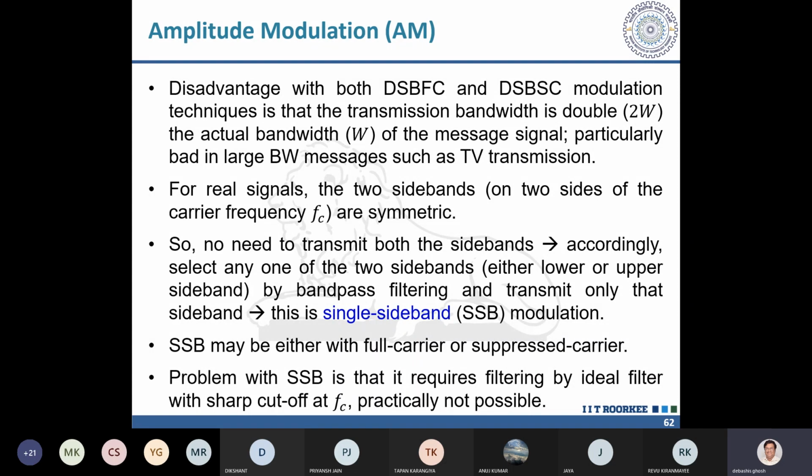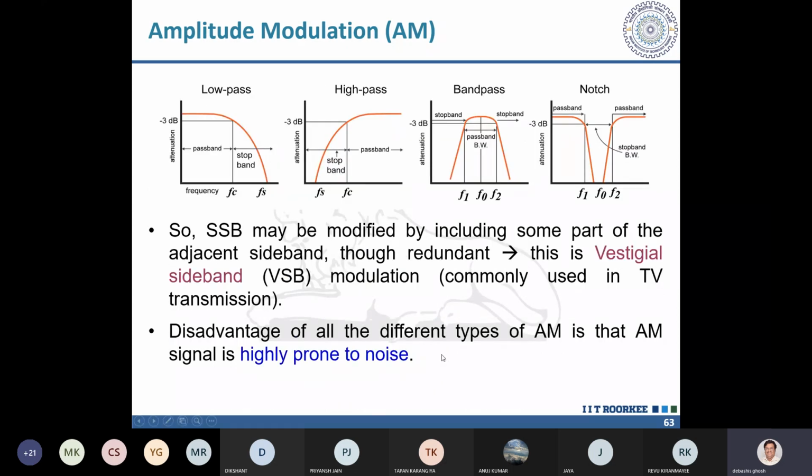Whereas a TV signal actually uses 5 megahertz, almost, in fact more than, 1000 times what our voice is using. So in TV this is a big problem. If I go for double sideband, that 5 megahertz will require 10 megahertz of bandwidth to be transmitted. So in TV we would like to have SSB, but as I have said, a sharp cutoff for SSB is very difficult, so we go for VSB, vestigial sideband modulation, for TV transmission.